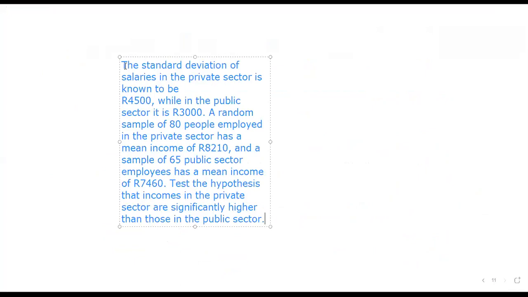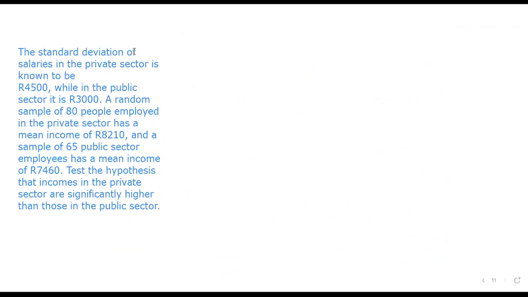So we're given this question here. The standard deviation of salaries in the private sector is known to be 4,500, whilst in the public sector it is 3,000. A random sample of 80 people employed in the private sector has a mean income of 8,210, and a sample of 65 in the public sector has a mean income of 7,460. Test that the incomes of the private sector are significantly higher than the public sector. So these are two samples. Whenever we're dealing with two samples, we have a new formula that we're going to look at. Maybe this question we can reserve for later because I haven't taught you two samples.